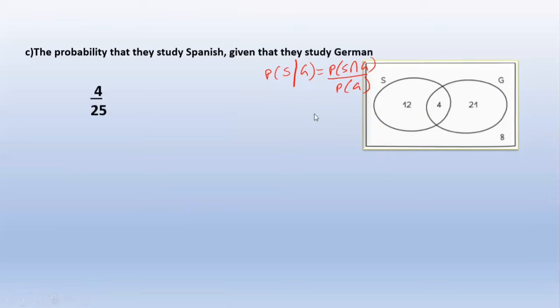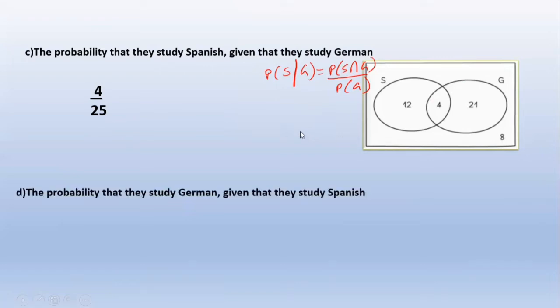So it is 4 out of 25, because the total number of students studying German is 21 plus 4, which is 25. Got it? So the probability that they study Spanish, given that they study German, is 4 upon 25. Another question: the probability that they study German, given that they study Spanish.